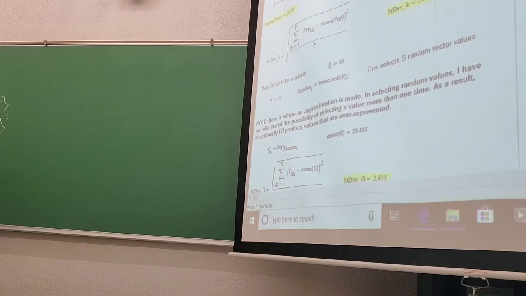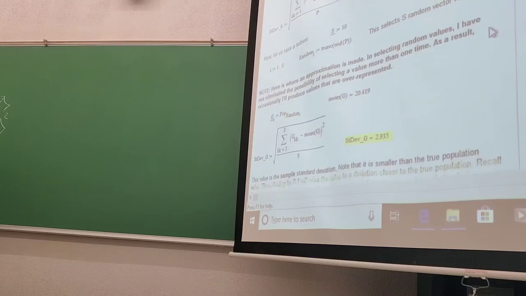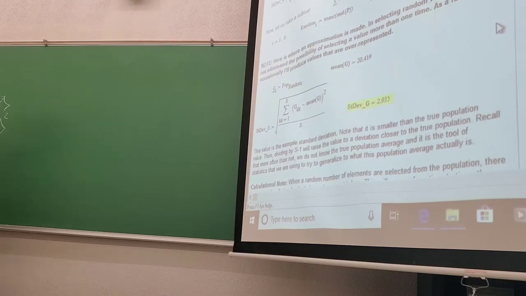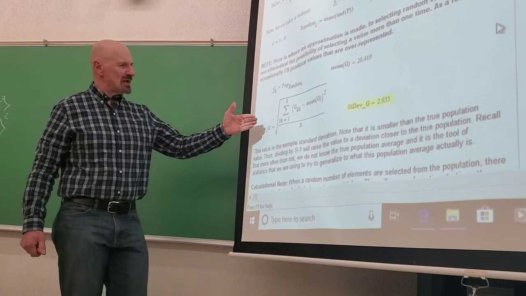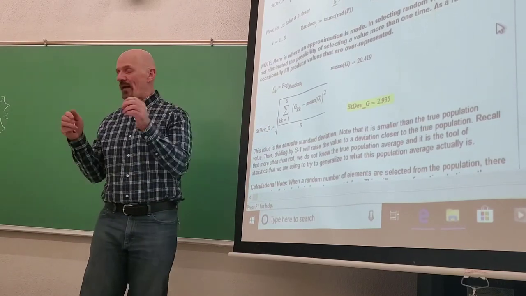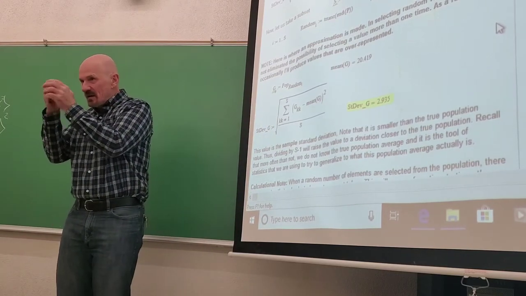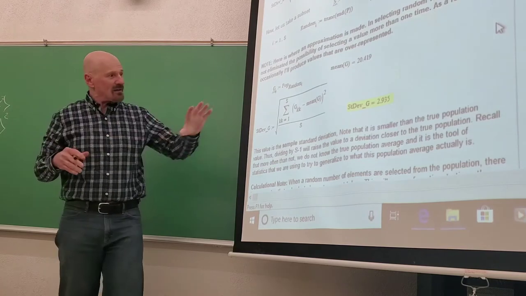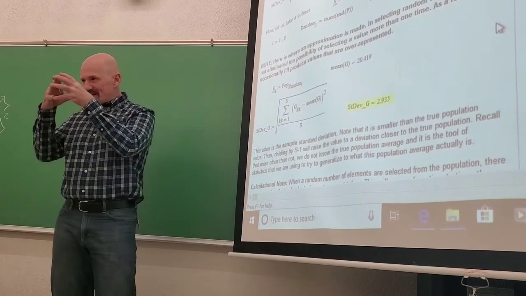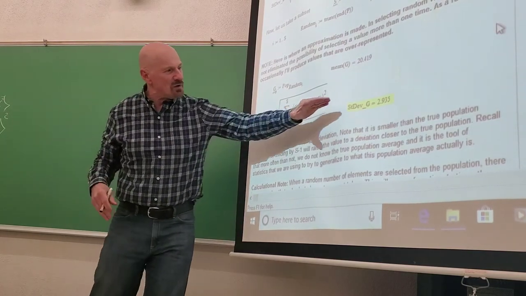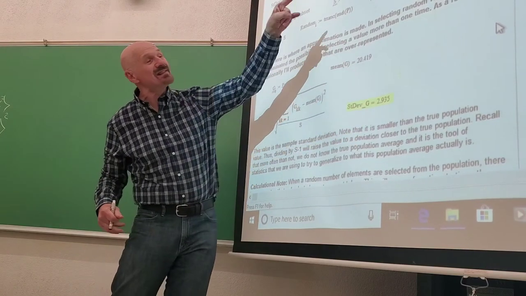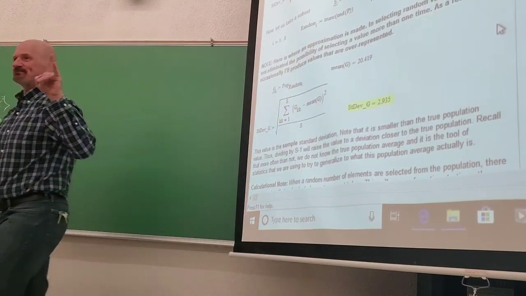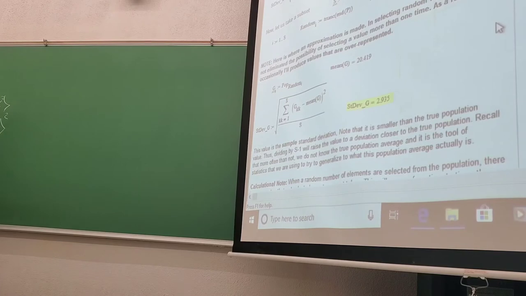Here's the distribution to show you it is a kind of random Gaussian style distribution. So I took 10, and now this is a subset of the 10,000. And I did a standard deviation of the sample. Notice the value is 2.935. It is less than the population. That's always going to be the case, right?